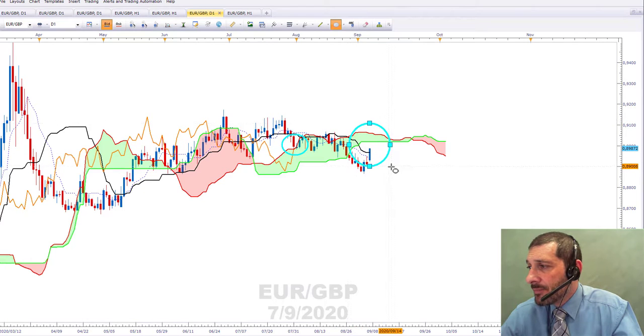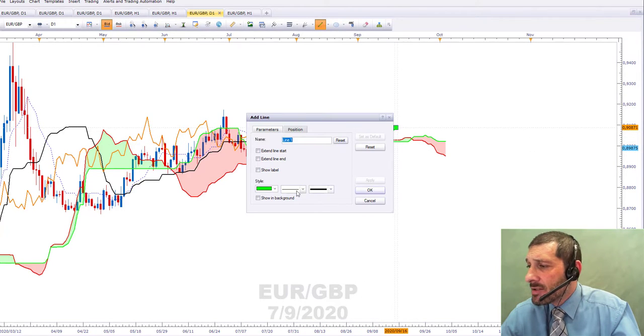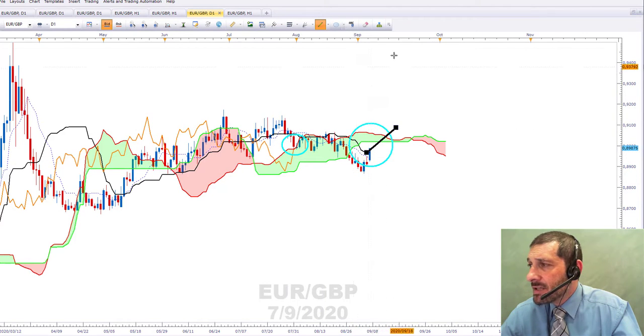The next characteristic we're looking at is to see if price can break above the cloud resistance, and if the black baseline can move above cloud resistance as well and start trending in a northeasterly direction. And finally, the last Ichimoku characteristic we're looking at is if the cloud twists and we get some green cloud support underneath us.